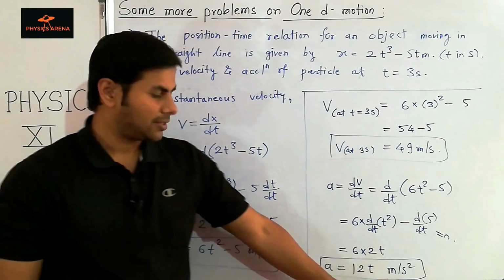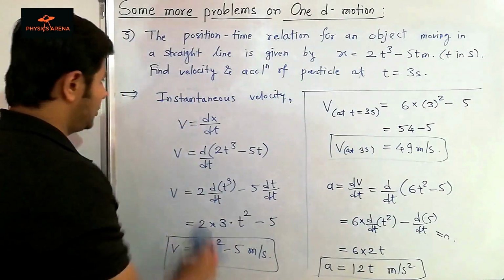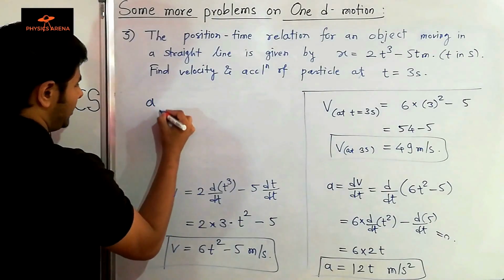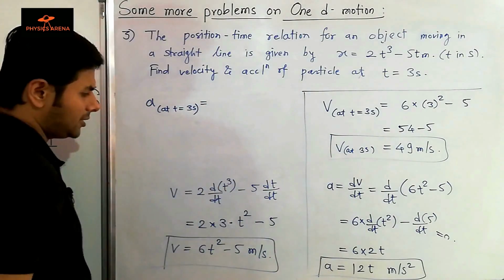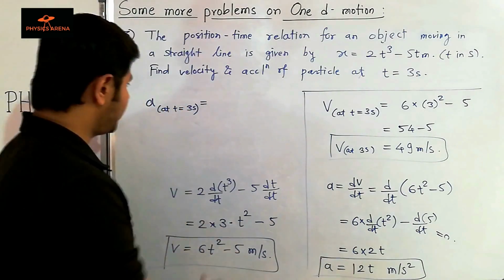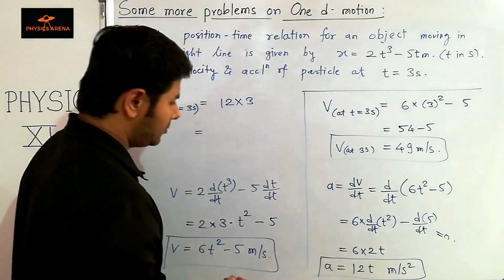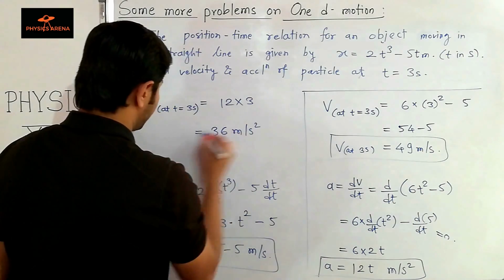Now the value of acceleration at t equals 3 seconds. So acceleration at t equal to 3 seconds is equal to 12 times 3, which is 36 meters per second squared.